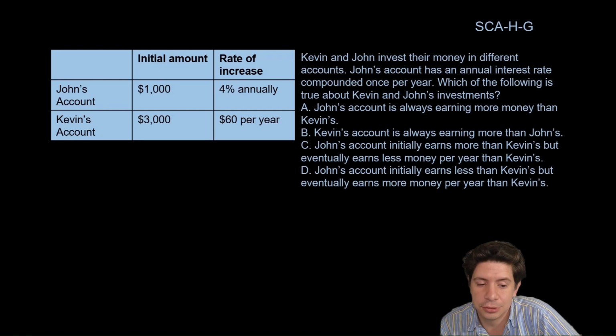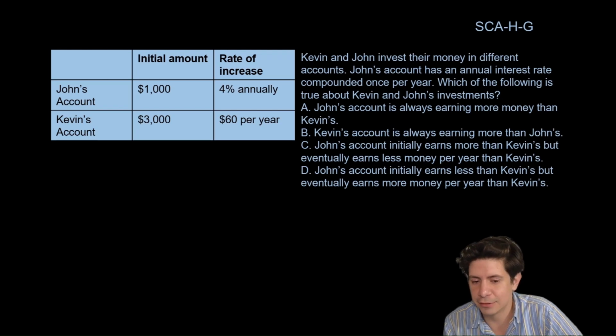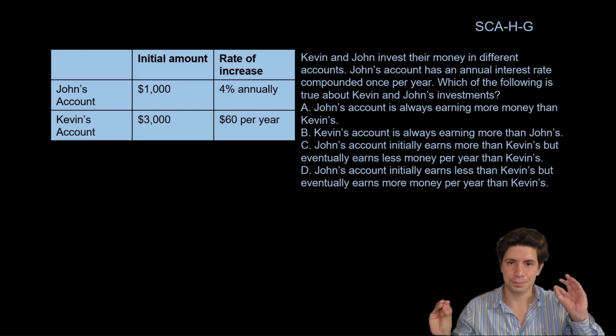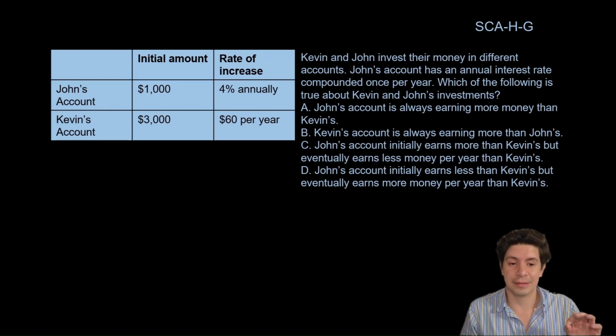A, John's account is always earning more than Kevin's. B, Kevin's account is always earning more than John's. C, John's account initially earns more than Kevin's, but eventually earns less money per year than Kevin's. D, John's account initially earns less than Kevin's, but eventually earns more per year than Kevin's. So the only real question here is, does John earn more than Kevin at the beginning?